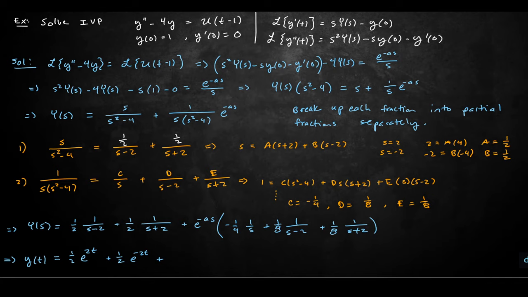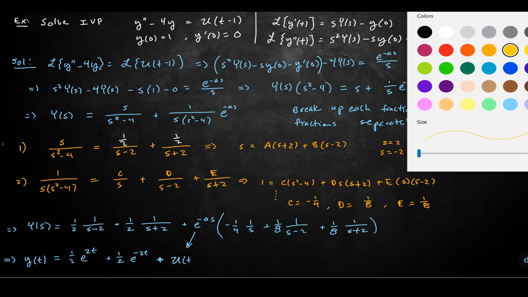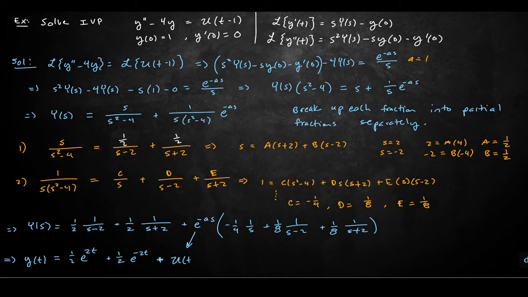And now we're going to use the second translation theorem, part A, to go backwards. And this e to the negative as is going to turn into a u of t. Sorry, I lost my a. What is a? a is 1. I should have put that in here already. So that's really a equals 1, and so that's really u of t minus 1, and then times negative 1/4. And 1 over s is going to go back to 1, so that just stays negative 1/4 times 1. Don't really have to shift that one.